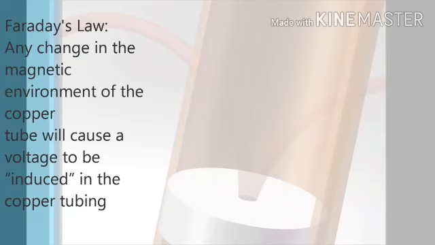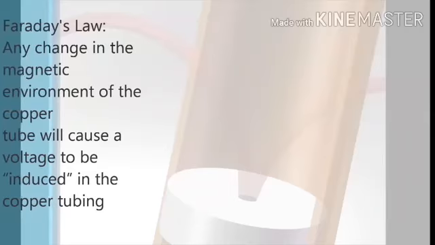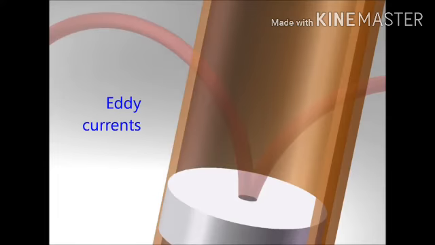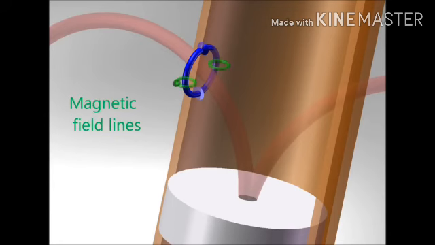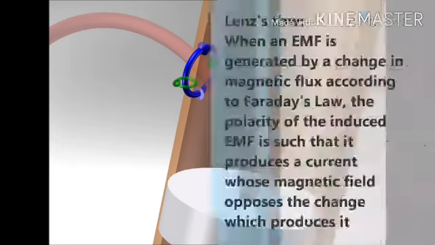Faraday's law states that any change in the magnetic environment of the copper tube will cause a voltage to be induced in the tubing. This induced voltage creates electric currents in the copper called eddy currents. They're called eddy currents due to the circular motion they undergo. All electrical currents produce their own magnetic fields, which are illustrated in this diagram by green lines.